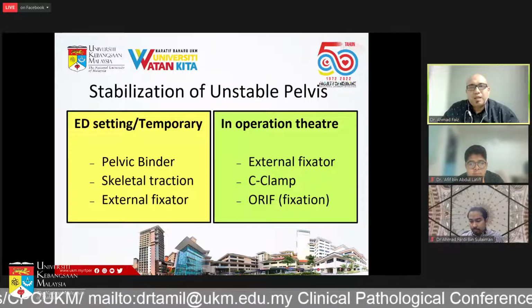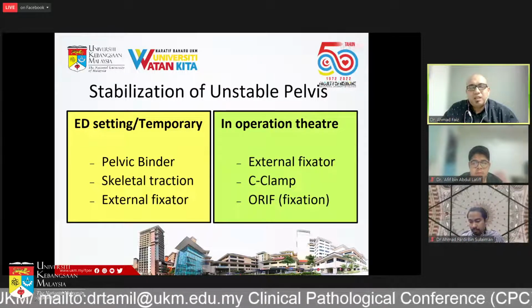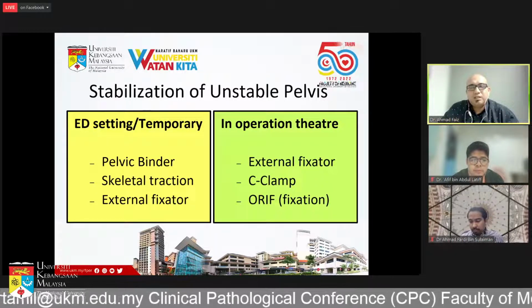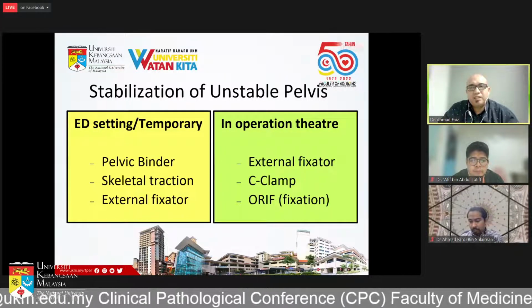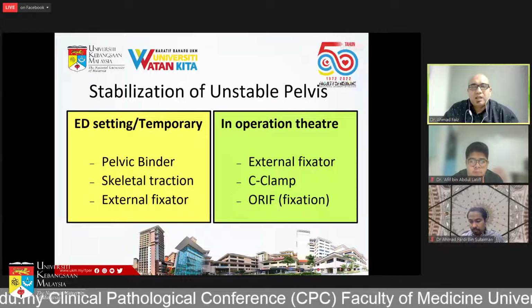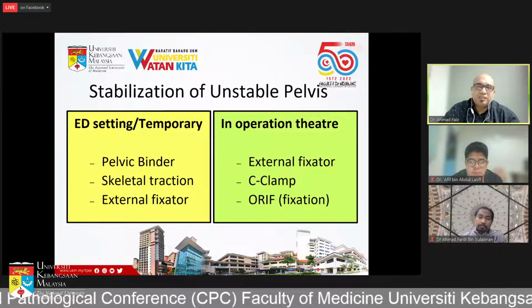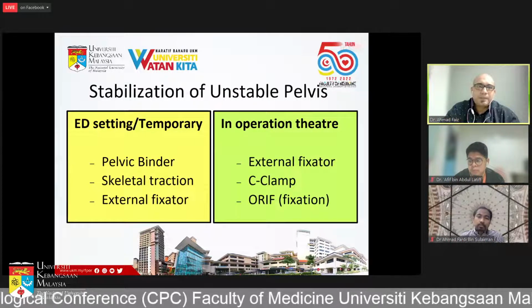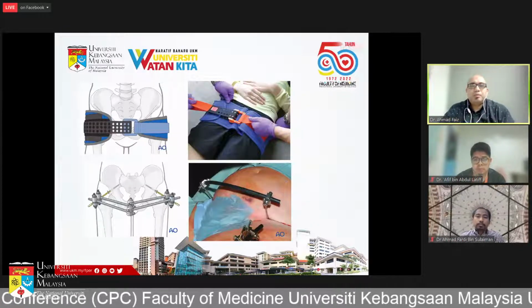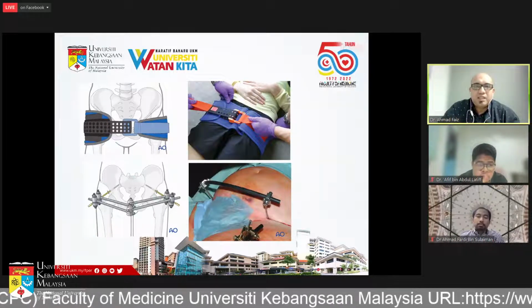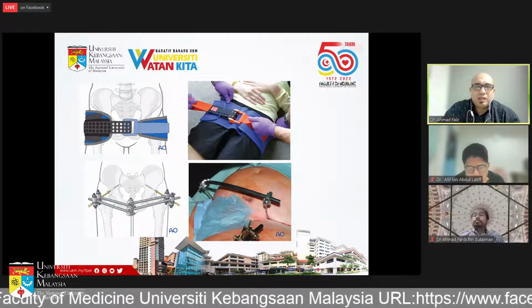So it can be either an external fixator, a C-clamp, which is usually done for posterior pelvic ring injury, which I will mention later, or even an open reduction and internal fixation. So these are examples of the fixation or stabilization that can be done.